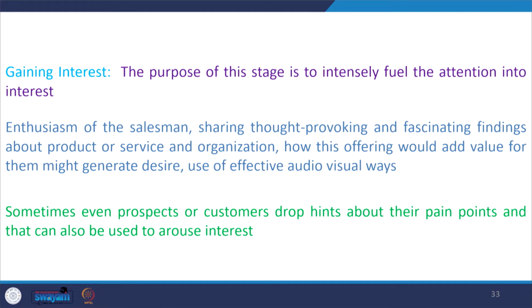Now when you get to the next stage, after you have secured their attention, it is all about gaining their interest, right? This stage is more about intensely fueling the attention into interest. Interest means they are more fueled to know more about your product, or say your organization or whatever you have come to offer them.